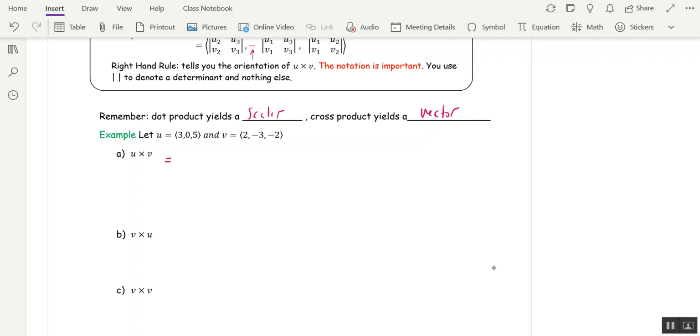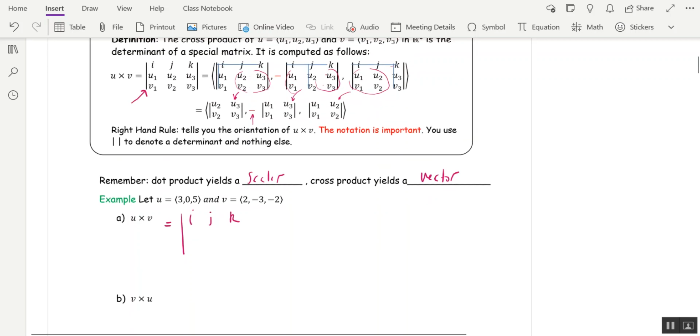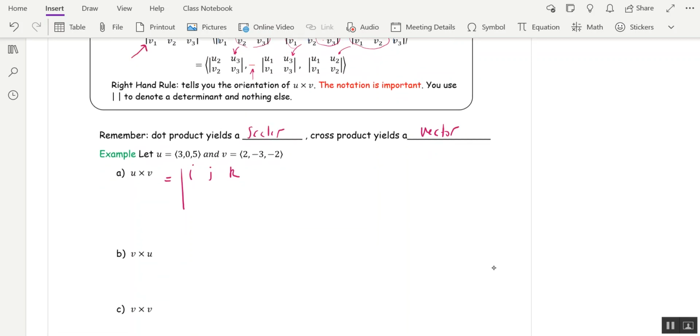The first step, which I definitely have to see, is i, j, and k. A lot of students leave them off because they don't really come into the computation, but it's important. So 3, 0, 5, 2, -3, -2. Personally, when I'm doing this, I'm going to go straight from there to the answer, which is, I believe, 15, 16, -9. And pretty soon you'll be able to do that too. So I need to see this first step. Obviously, I need to see the answer.